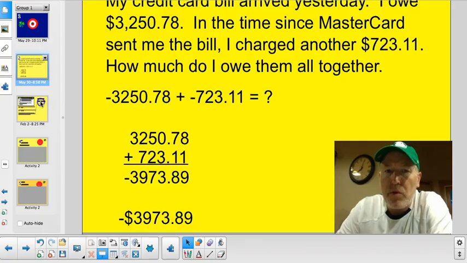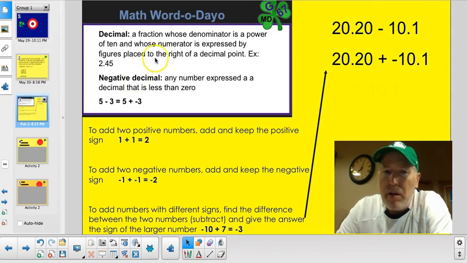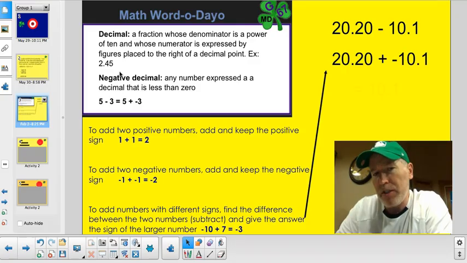Let's review a few things real quick. First of all, a decimal is a fraction whose denominator is a power of 10. This is the tenths, this is the hundredths, and whose numerator is expressed by figures placed to the right of a decimal point. So here's the decimal point, and these are the numerators, correct? Really, if I could put a fraction bar underneath these two, it would be 2 and 45/100ths, or 2.45. So just so you understand how decimals work and how they relate to fractions.